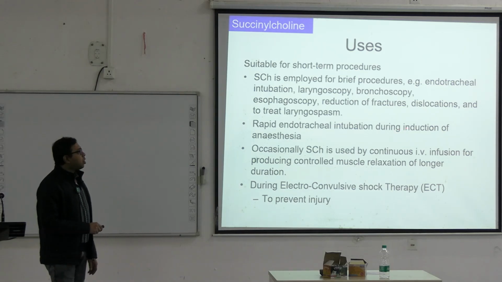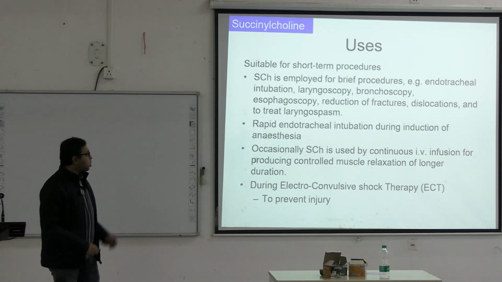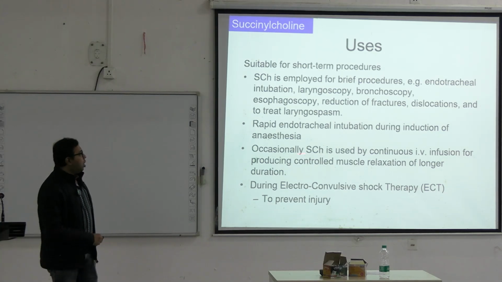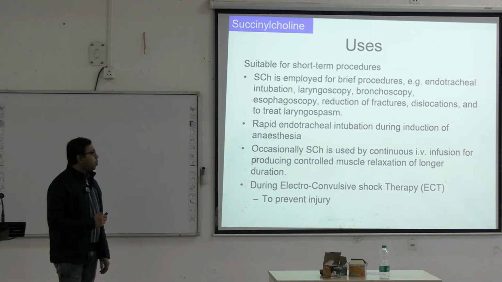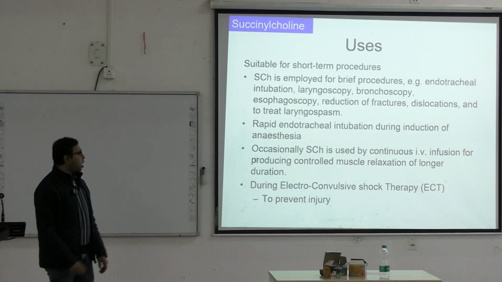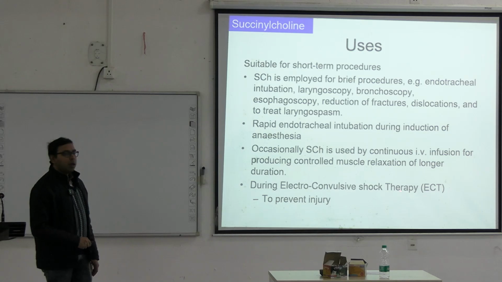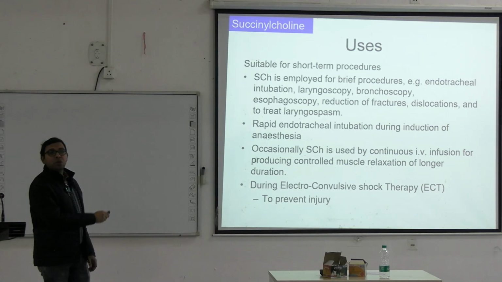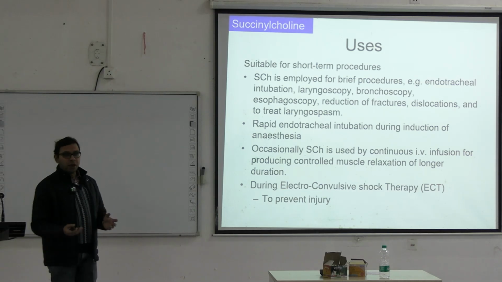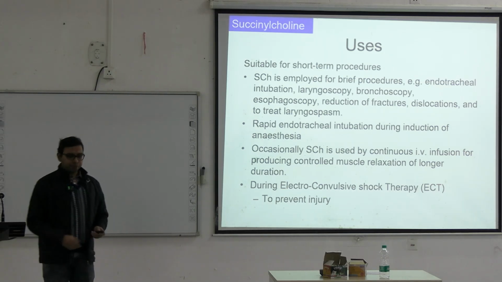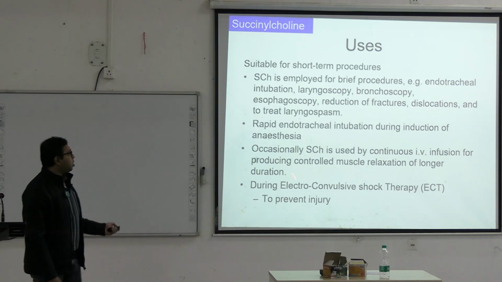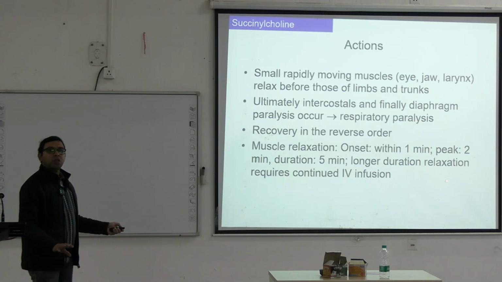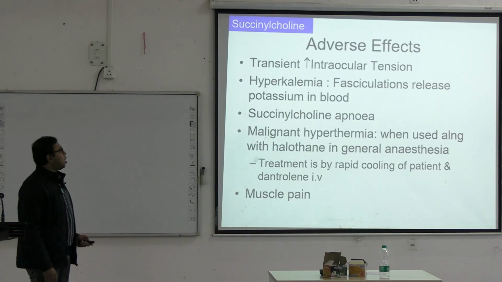Rapid endotracheal intubation during induction of anesthesia. Occasionally succinylcholine is used by continuous IV infusion to produce controlled muscle relaxation of longer duration, but already there is some flip side. During electroconvulsive therapy to prevent injury, it is used in some cases, but the most common use is endotracheal intubation and different scopies. Succinylcholine is usually used because its duration is very favorable. You can see muscle relaxation happens and its action also ends within 5 minutes.